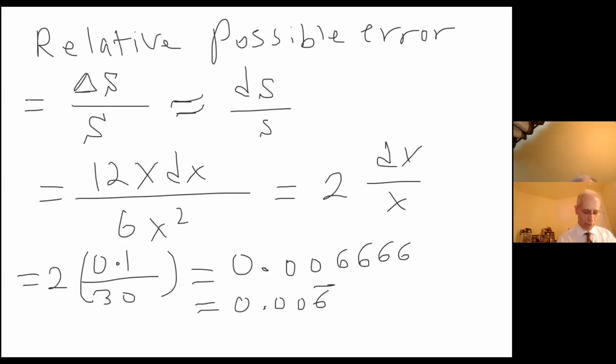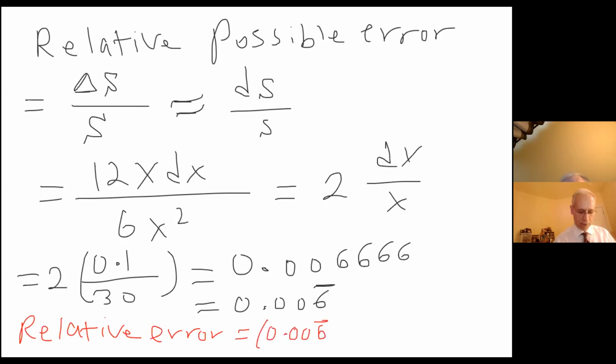And for the percent error, all I have to do is multiply that number by 100. So I have 0.006 repeating times 100. That equals 0.6 repeating percent.